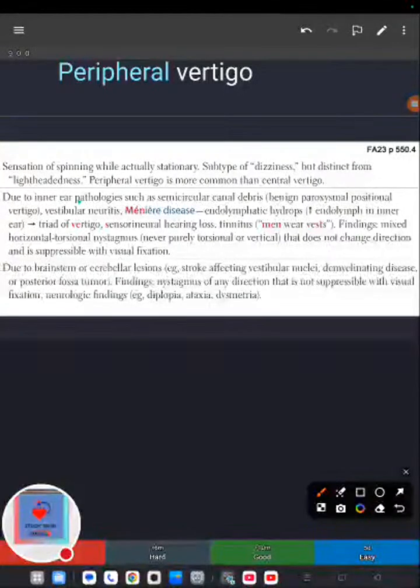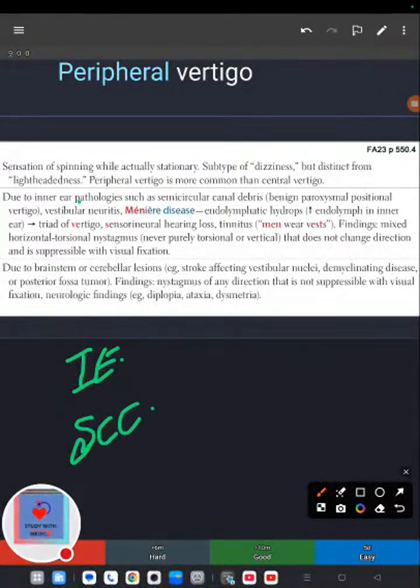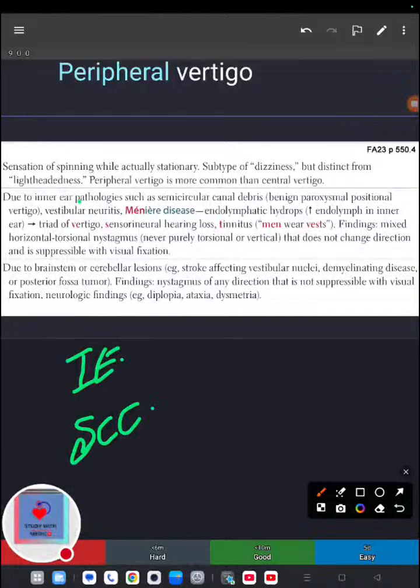So it is due to inner ear pathology. So there is a pathology in the inner ear, cochlea, semicircular canals, such as semicircular canal debris, benign paroxysmal positional vertigo, vestibular neuritis. So, due to inner ear pathology such as semicircular canal debris, this is called benign paroxysmal positional vertigo.